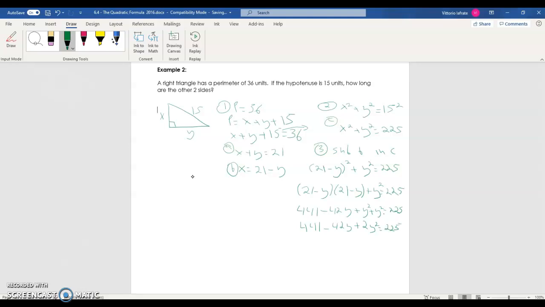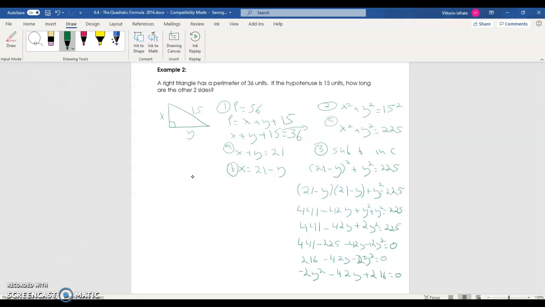And then we can send a 225 to the other side to get our nice cleaned up formula. So 441 minus 225 minus 42y plus 2y squared is equal to 0 now. And so that would give us 216 minus 42y plus 2y squared is equal to 0. And I'm just going to rewrite this way. I'm going to put my y squared first, so 2y squared minus 42y plus 216 is equal to 0.